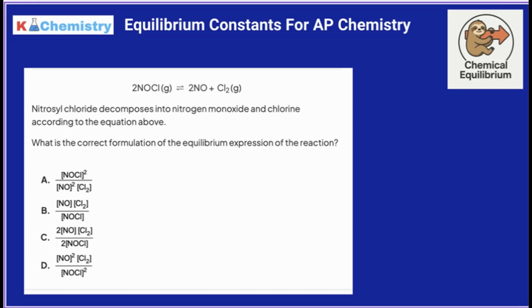So the first one is to the power of 2 because 2 moles, divided by the second one, NO to the power of 2 because 2 moles, multiplied by Cl2 to the power of 1. Let's see the next question.